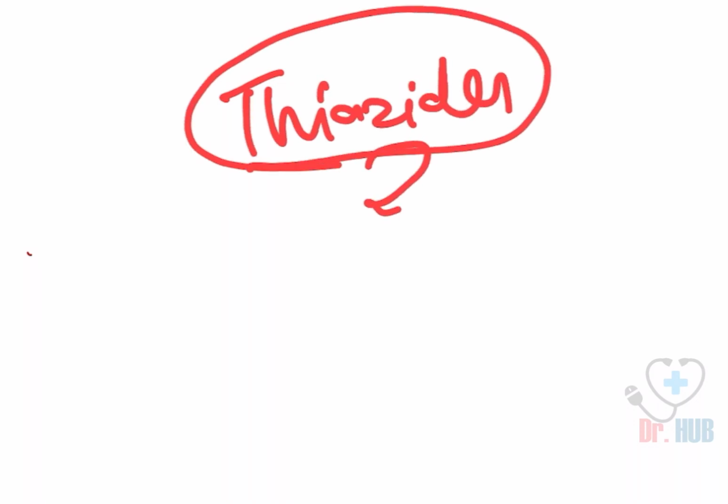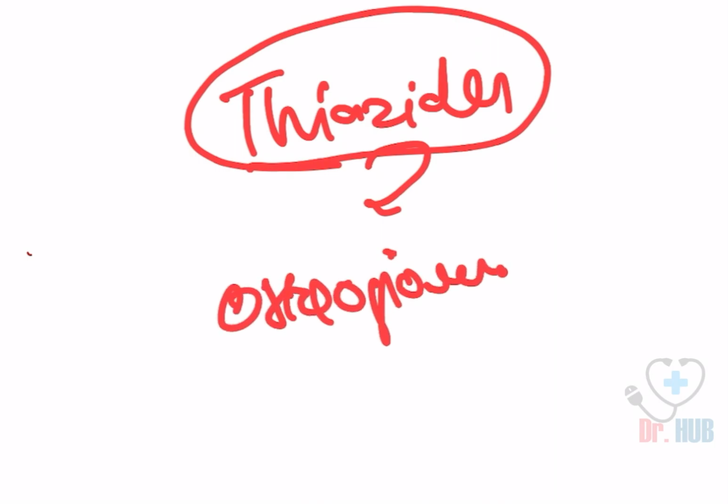Then moving on to the thiazides. Thiazides, where are they used? Thiazides can be used in comorbidities such as osteoporosis, as well as in case of edema.